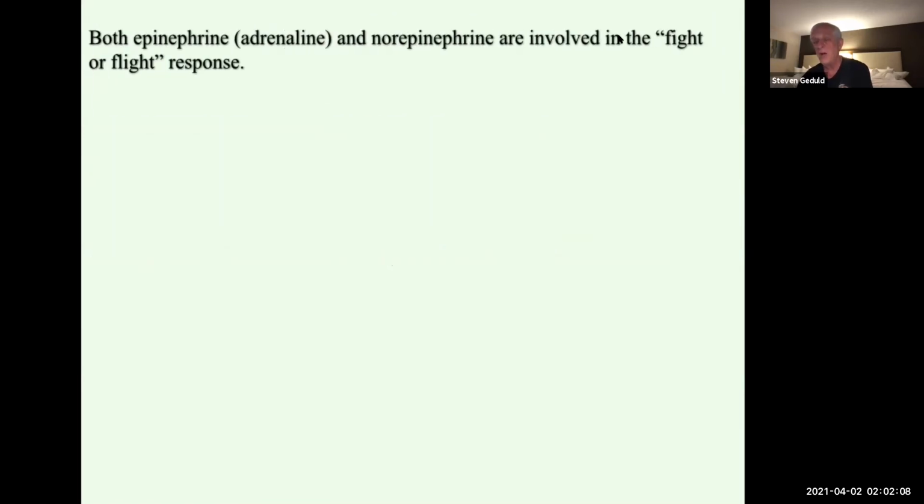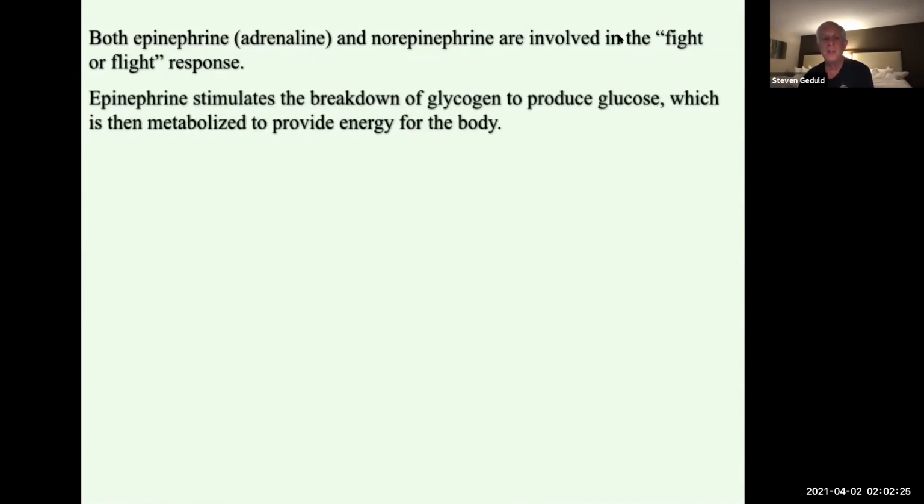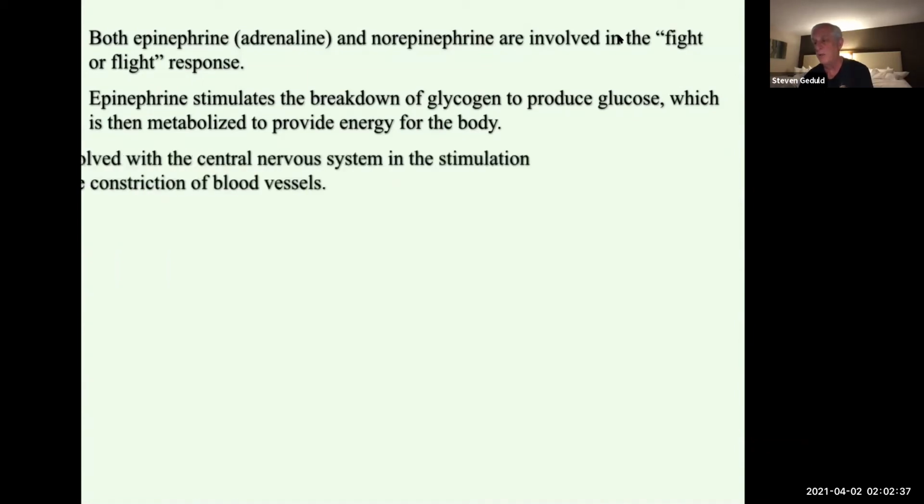Now, epinephrine, which is adrenaline, and everybody knows what an adrenaline rush is. Epinephrine and adrenaline are both involved in the fight or flight response. That's when your body gets keyed up to either run or fight. It's got to get keyed to one or the other. Epinephrine stimulates the breakdown of glycogen and produces glucose. Glucose is metabolized to produce energy for the body. Energy can be used to fight or to run. So epinephrine is the other neurotransmitter.